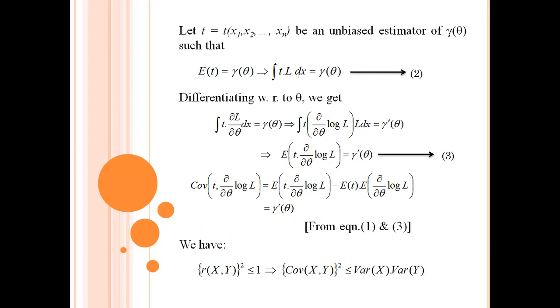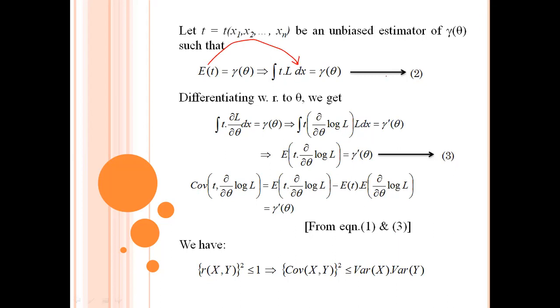Now we are considering another one, an unbiased estimator, as in the theorem statement. Let T, here T is not a single value, it is the n-size sample values. It is an unbiased estimator. We know the formula: if it is an unbiased estimator, then the expectation of T is equal to gamma of theta, and we know the formula of expectation of T. So we are writing like this, integral T into L dx.